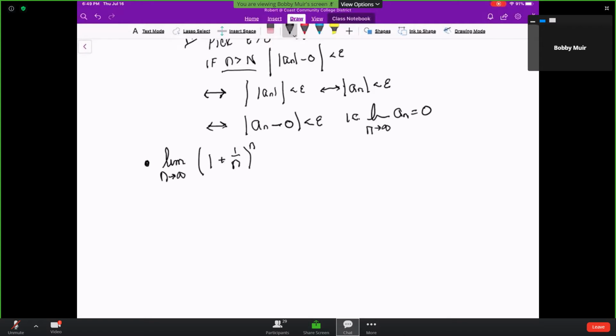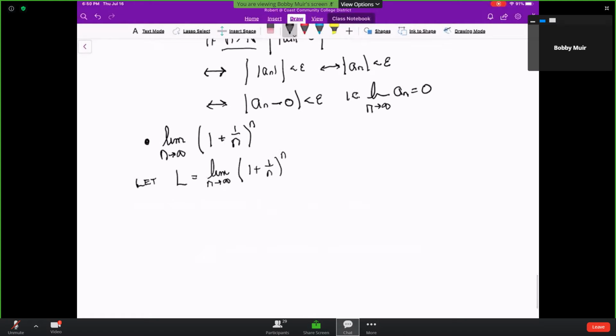So let's let L be this limit. Now logically, this might be an issue. You might say, hey, how do you even know it has a limit? Well, it'll all get messed up if it didn't. So if L is this thing, and all of these numbers in here are positive numbers, right? There's no negatives involved in here. So I can take the natural log of both sides.